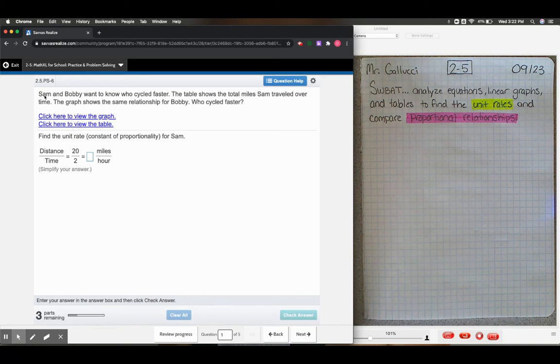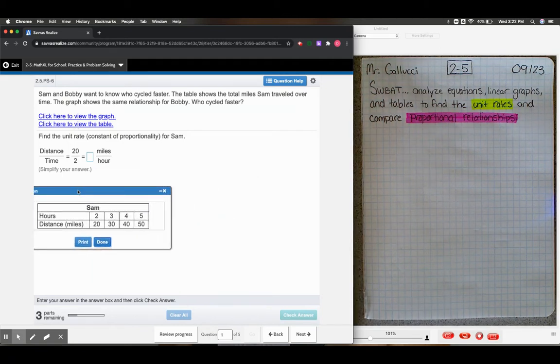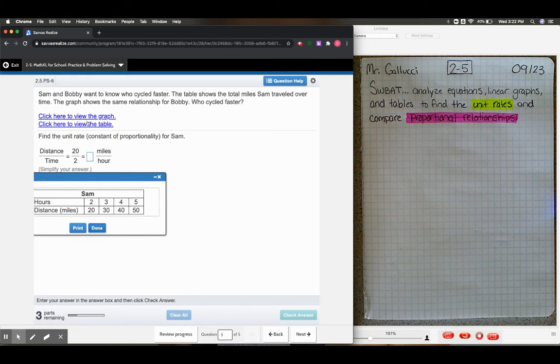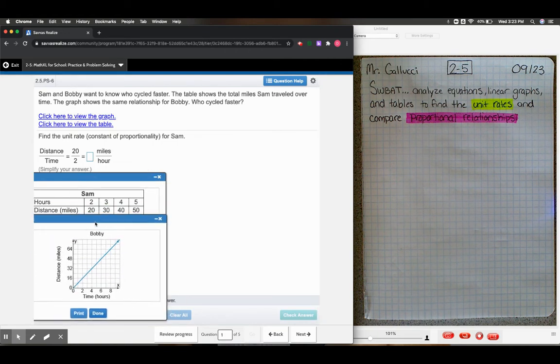This first one says, Sam and Bobby want to know who cycled faster. The table shows the total miles Sam traveled over time, and the graph shows the same relationship for Bobby. So these are 2 bicyclists who have been biking for an extended amount of time. Maybe they're doing some sort of race across the state, or marathon, or a triathlon. Who really knows? And the question we're going to be asked to solve is, who cycled faster?